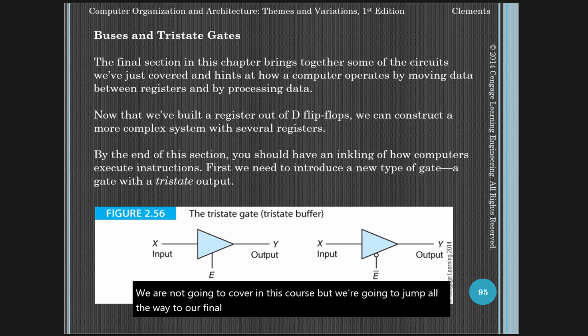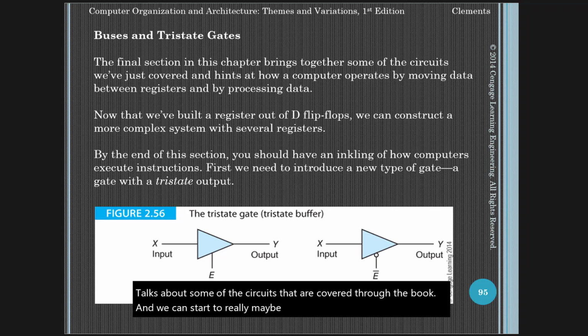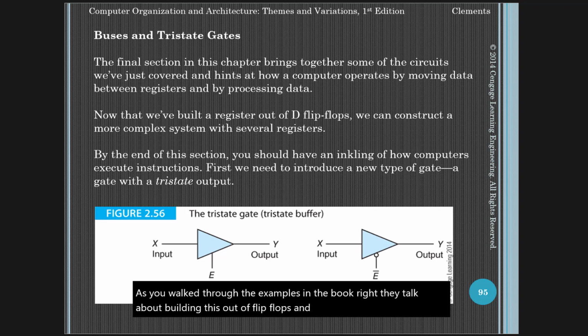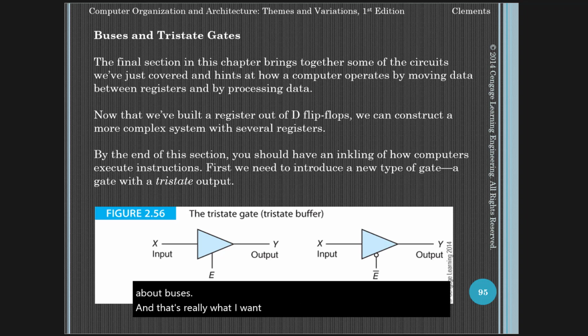But we're going to jump all the way to our final section, which is 2.11 on buses and tri-state gates. And so this section talks about some of the circuits that are covered through the book. And we can start to really maybe understand how a computer operates by moving data between registers and by processing data. And, as you worked through the examples in the book, right, they talk about building this out of flip-flops and constructing complex systems like several registers and things like that. But we've talked before about buses. And that's really what I want to get at here with the concept of a bus.